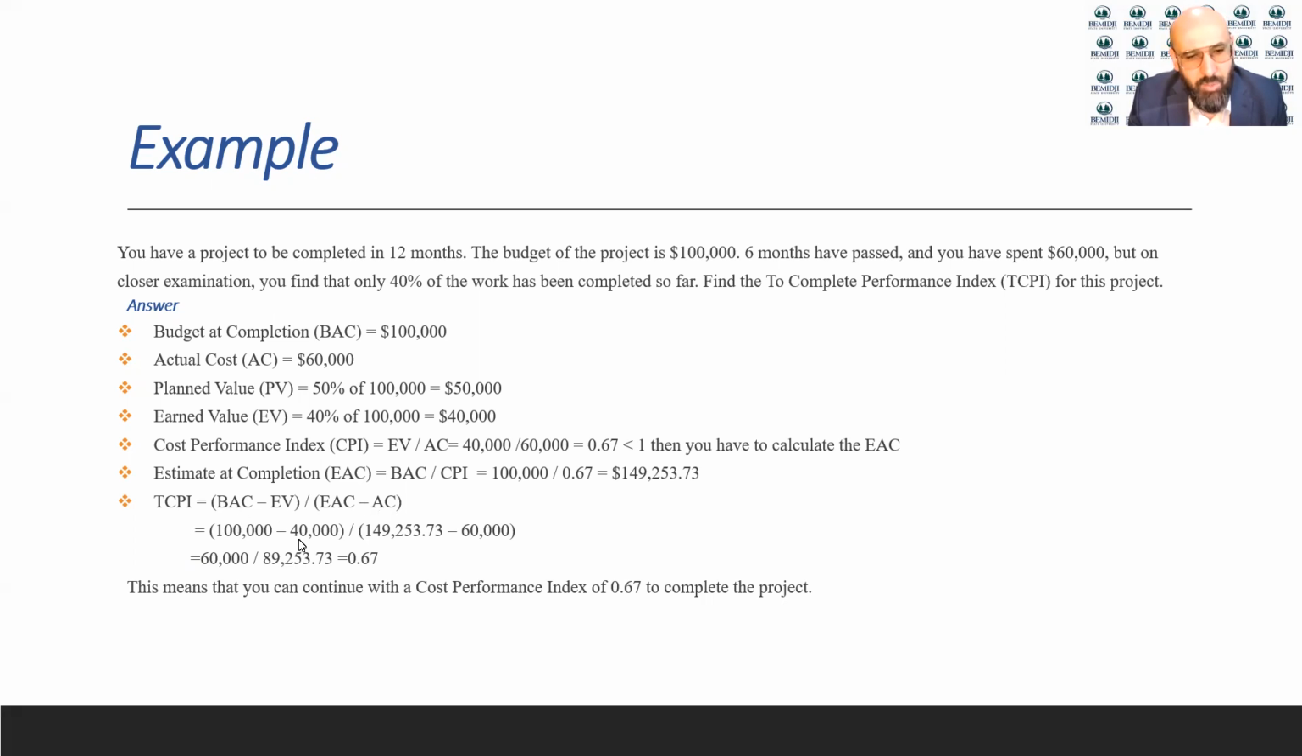And therefore, in order to calculate the TCPI, now we're going to use the new budget. The old budget, the BAC, minus the 40,000 earned value, divided by the new budget minus the 60,000 actual cost, which would be 67% as the TCPI. Since we secured the money for the budget, we could continue at that performance index. That means you can continue with a cost performance index of 0.67.